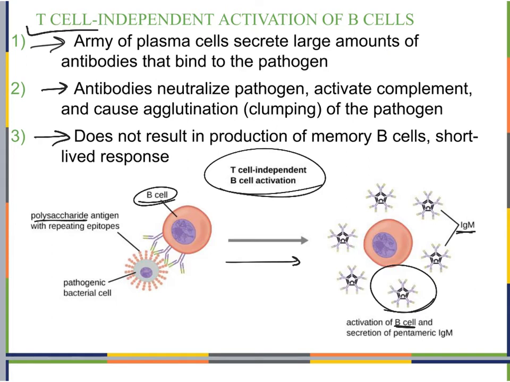So when we're talking about T cell independent activation, this is kind of the lesser of the two because we don't get that memory like we do with the T cell dependent activation. In T cell independent, we're not communicating with the T cell piece of the immune system. So then it ends up being just the B cells that are trying to fight off this particular pathogen.